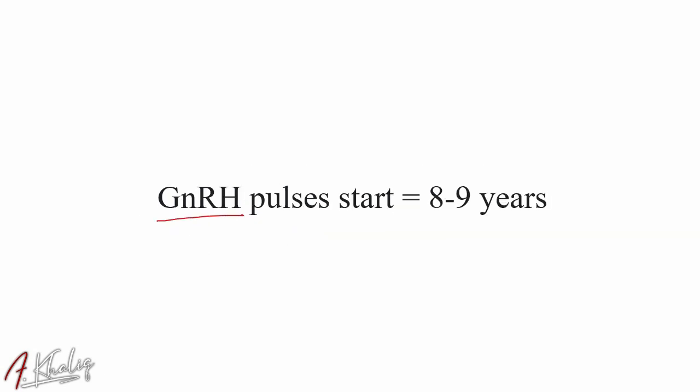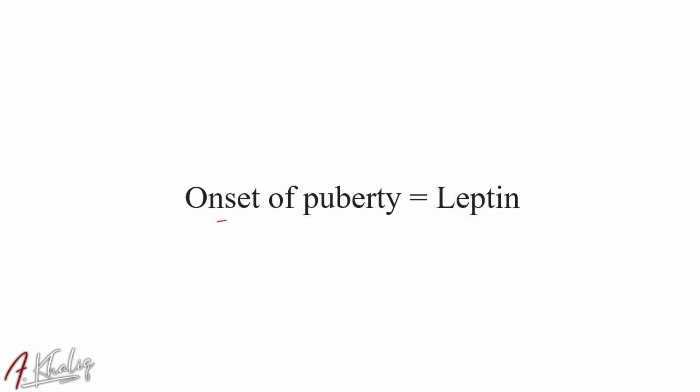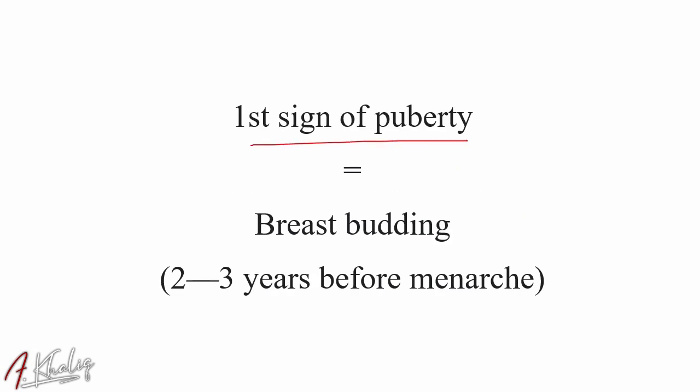Gonadotropin releasing hormone pulses start at the age of 8 or 9 years, and the onset of puberty is related to leptins. First sign of puberty is the breast budding.